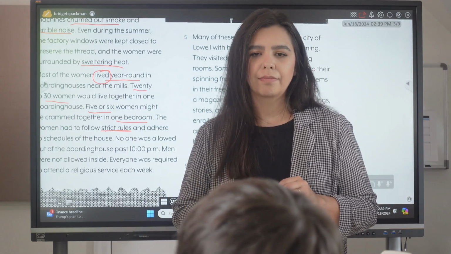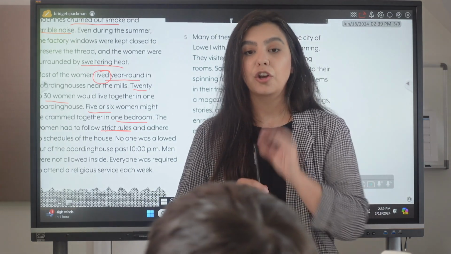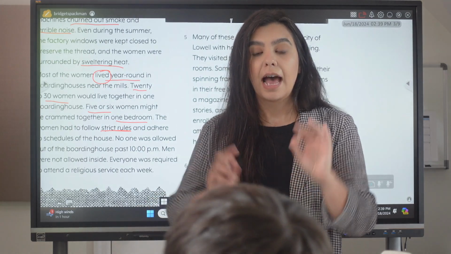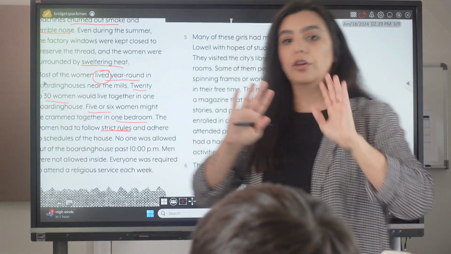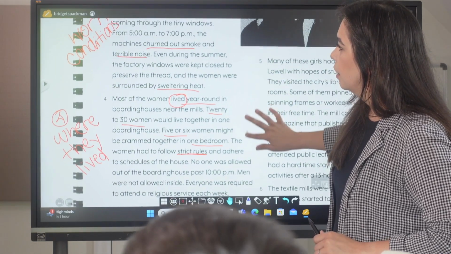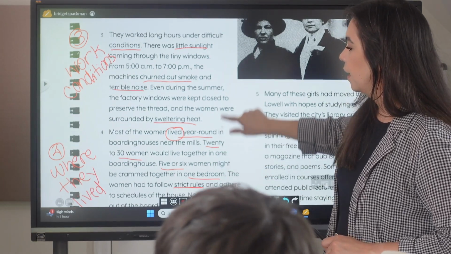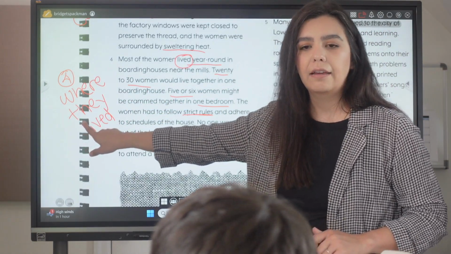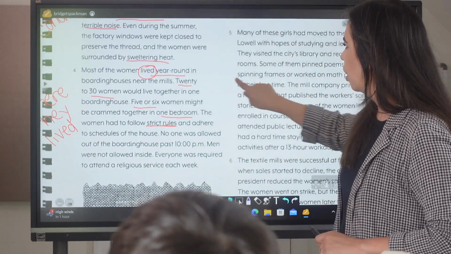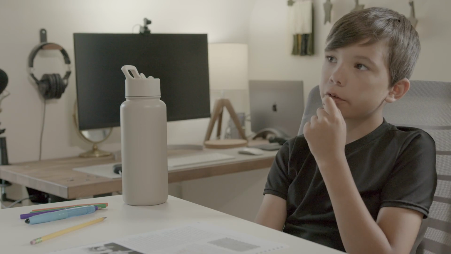It was about like some girls going to Lowell. So you're being really specific. I want you to think big and broad. So let me give you an example. In this first one over here, they talk about the work conditions. Here, they talk about where they live. What do they talk about here? How long they would work then? Is it about them working? Or what they would do in their free time?